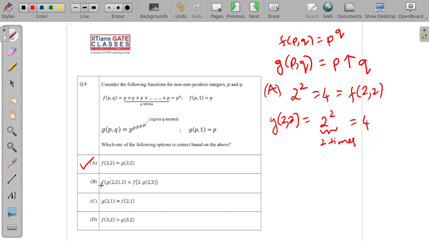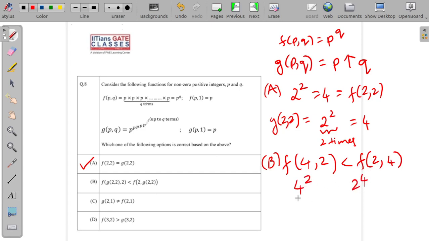Then we have option B, f of g of 2 comma 2. Write that. F of g of 2 comma 2 is f of 4 comma 2, is less than f of 2 comma g of 2 comma 2, which I've already calculated as 4. So this LHS is 4 raised to 2, RHS is 2 raised to 4. Both sides are 16. So this is not correct. Clearly they are equal.